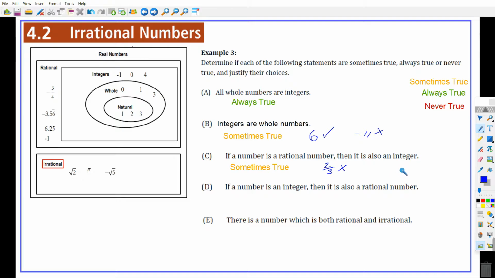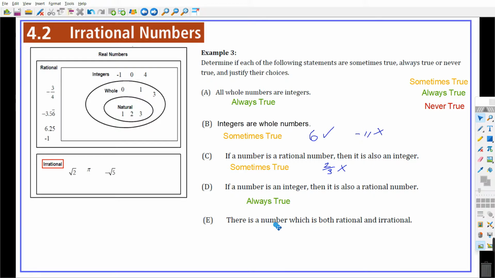If a number is an integer, then it is also a rational number. So this is going to be always true. Any integer can be written as a fraction, so therefore it's always true.